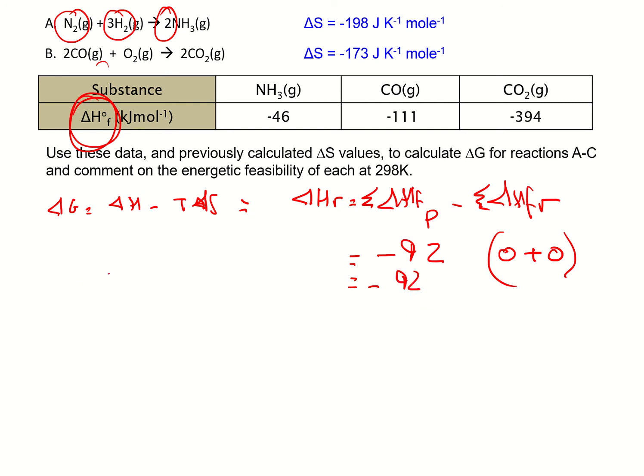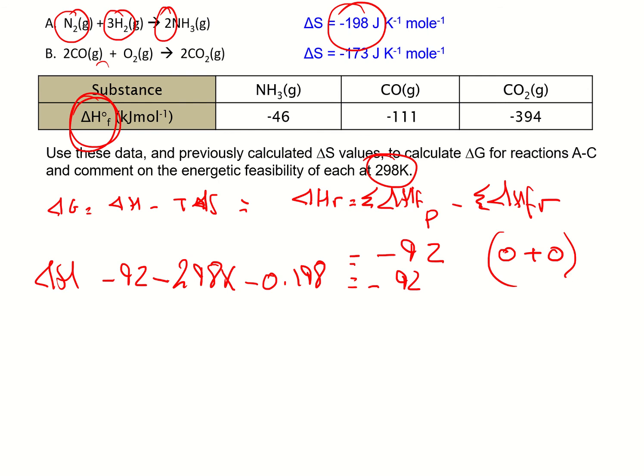Okay, so our delta G calculation is minus 92 minus our temperature, which is in the question and is given to us in Kelvin, so we don't need to do anything to it, multiplied by our delta S, which is up here. But remember, that has to be divided by 1000. And that will give us our delta G value.